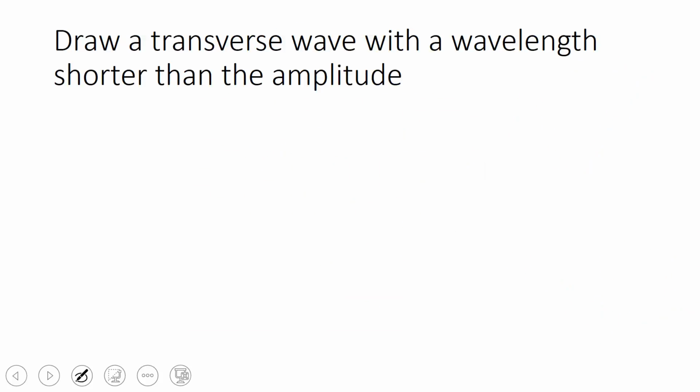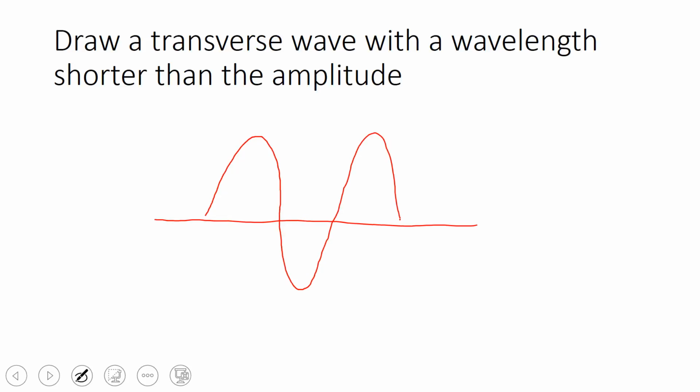All right, so now we're going to work through a couple of problems, and then we'll be done with lesson 13. So first one, draw a transverse wave with a wavelength shorter than the amplitude. So here's the midpoint of our wave. What we could do is just do a really big amplitude and a really small wavelength. And so here would be our wavelength, and then here would be our amplitude.